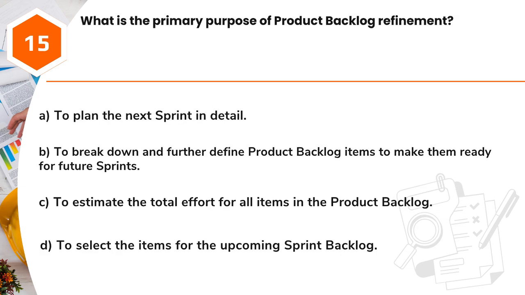Question 15. What is the primary purpose of product backlog refinement? A. To plan the next sprint in detail. B. To break down and further define product backlog items to make them ready for future sprints. C. To estimate the total effort for all items in the product backlog. D. To select the items for the upcoming sprint backlog.